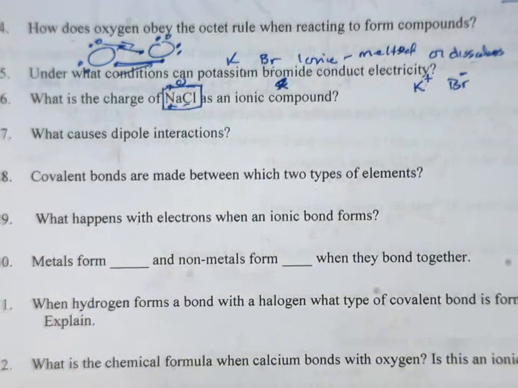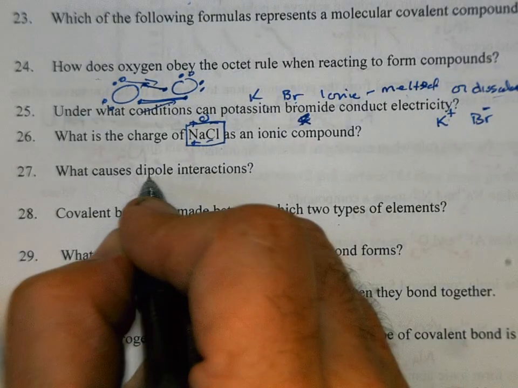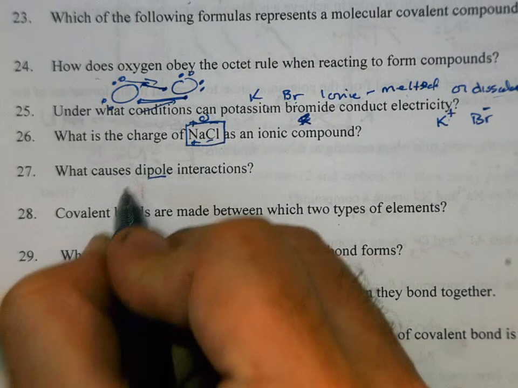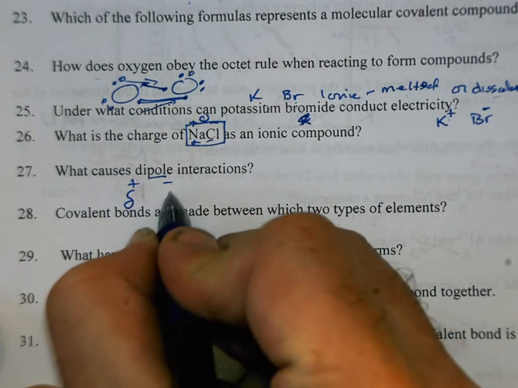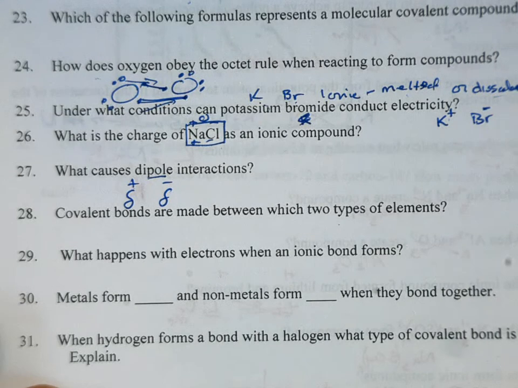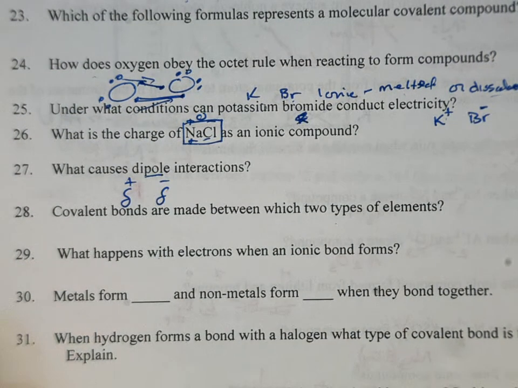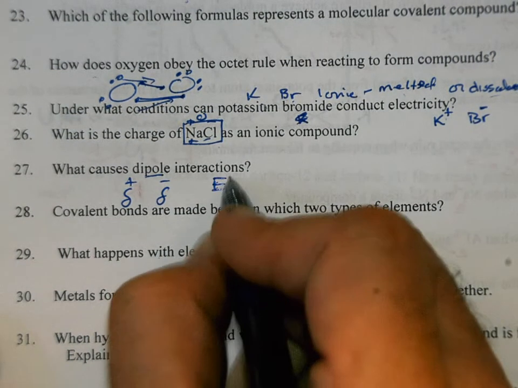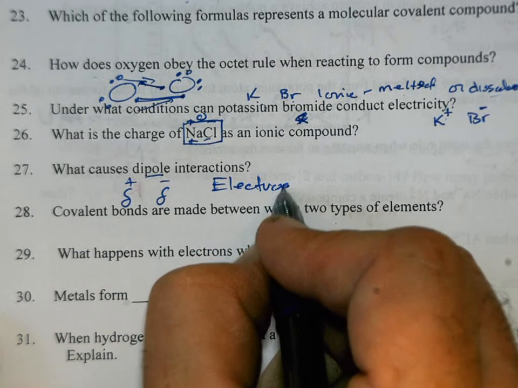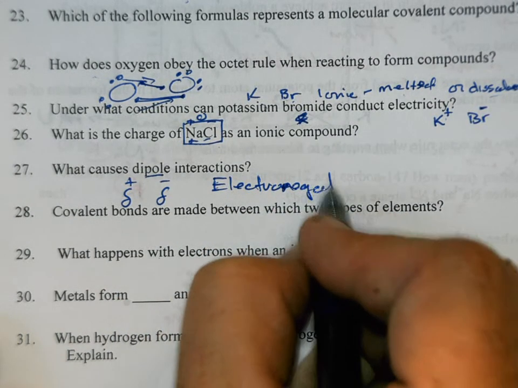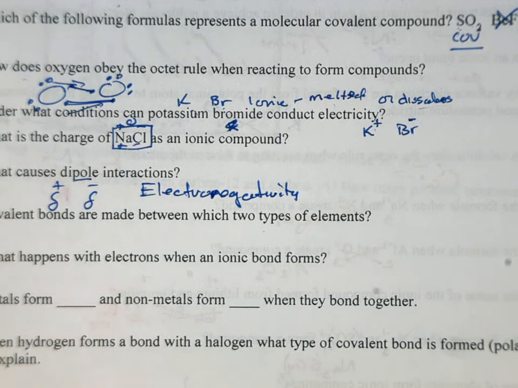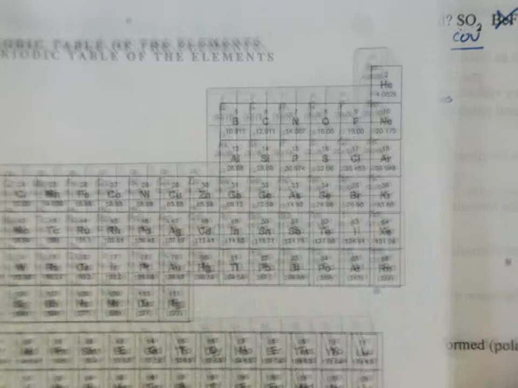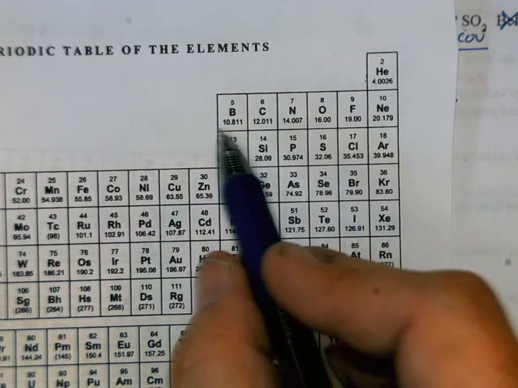What causes dipole? Now, you've got to remember, anytime we see the word pole or polar, we've got to think there's a plus side and a minus side. Or at least there's a partial plus side and a partial minus side if we're talking covalent bonding. And what causes these dipole interactions? Electronegativity. Which again means some elements pull electrons with greater force. The nonmetals need electrons. They have higher electronegativities.